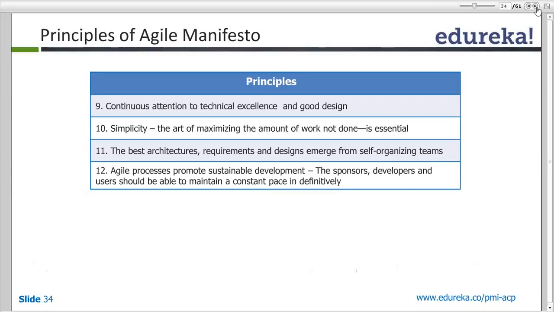Okay? So the best architectures and requirements come from self-organizing teams. Agile processes promote sustainable development. The sponsors, developers and users should be able to maintain a constant pace indefinitely.